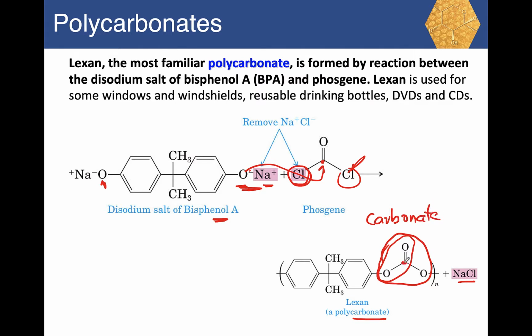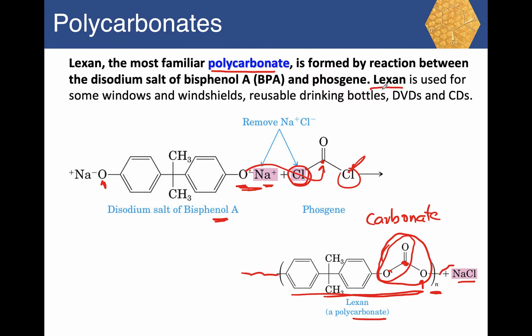It's called a carbonate because it's a carbonyl bonded to an oxygen and an oxygen. Of course, it becomes a polymer because this continues and this continues, and we have many of these units, this unit, I should say, that specific unit. And if that becomes a polymer, it becomes a polycarbonate, and this one is known as Lexan.